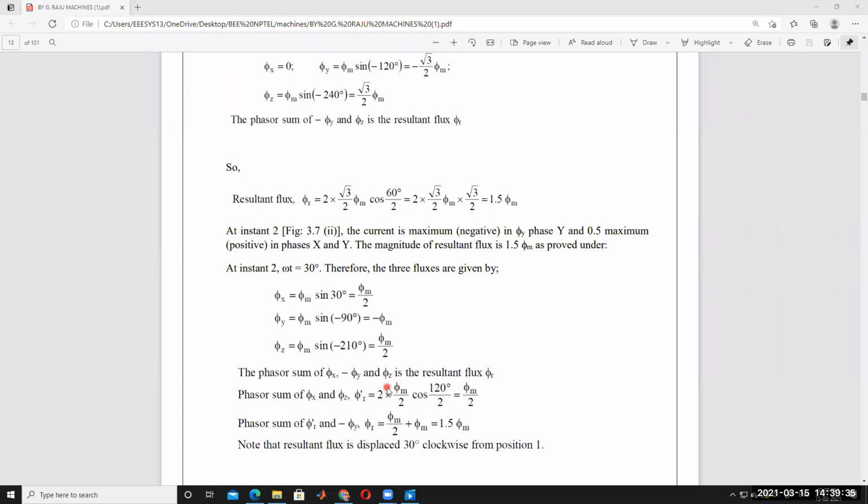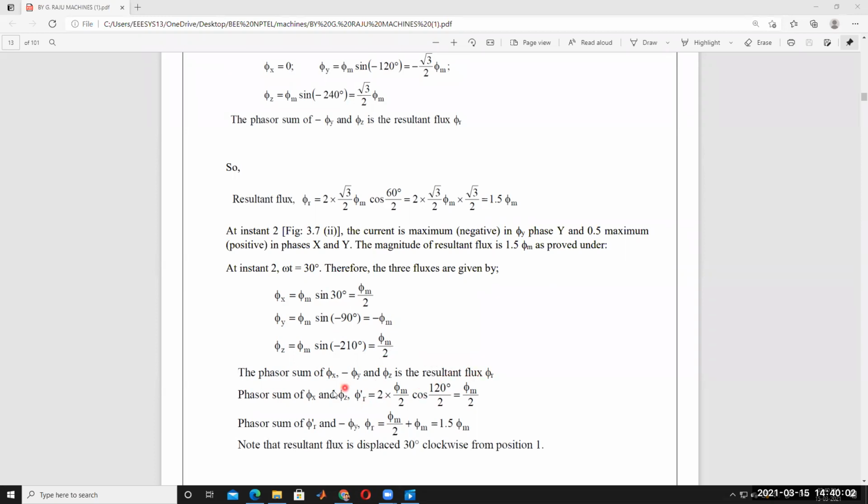Okay, let us assume. First, we have to find the phasor sum of phi x and phi z. Then we have to find the phasor sum of phi y and phi r dash, and then the resultant flux is called phi r. Understood? First, we find the phasor sum of phi x and phi z. The resultant of these two is called phi r dash. And the resultant of phi r dash and phi y is called phi r.